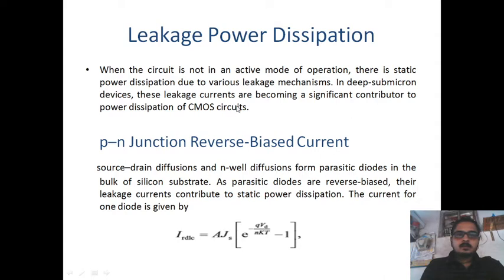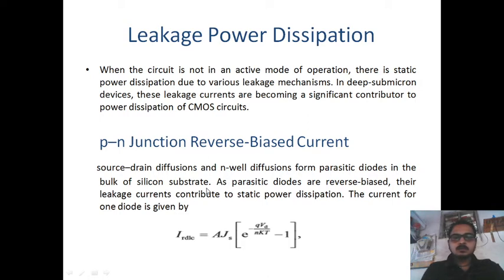In leakage power dissipation we have subtopics. We will see those subtopics one by one. The first one is PN junction reverse bias current. Source drain diffusion and N well diffusion form a parasitic diode in the bulk of the silicon substrate.